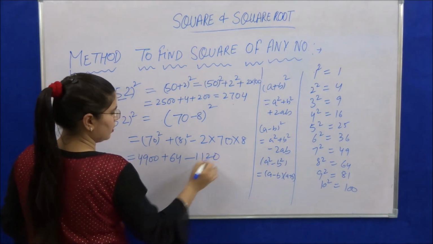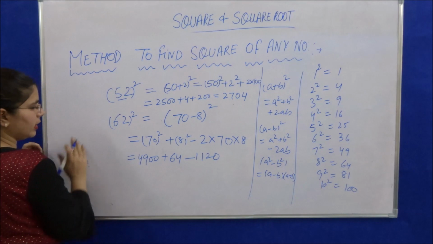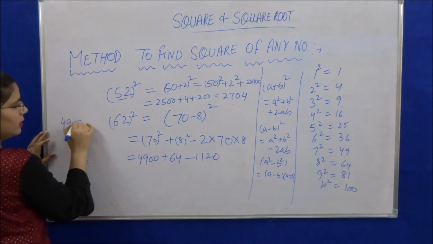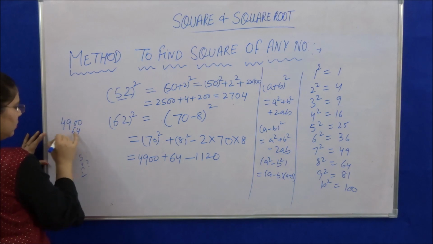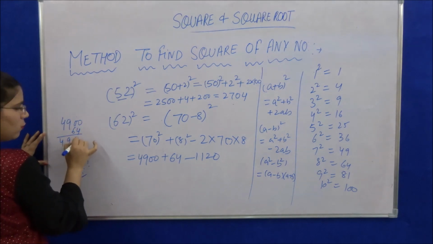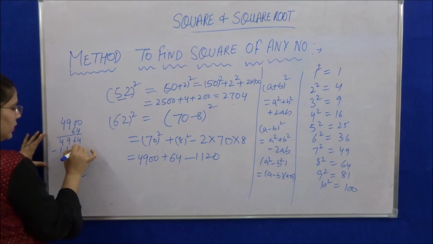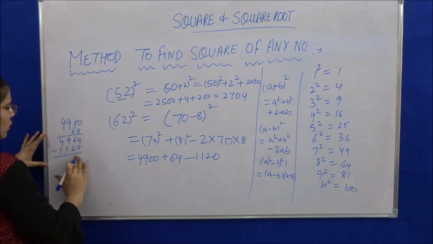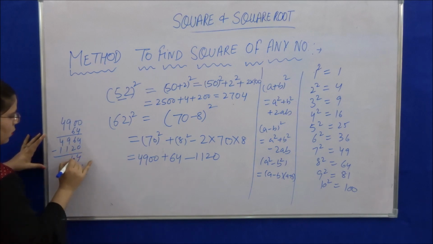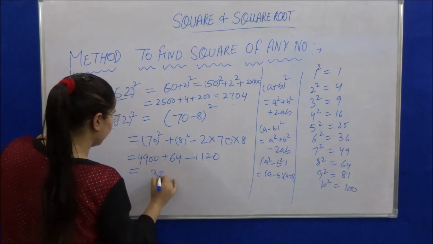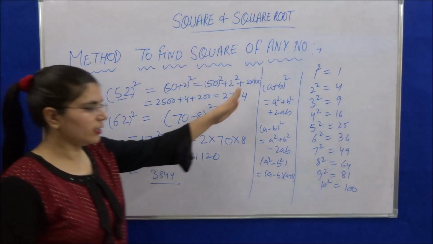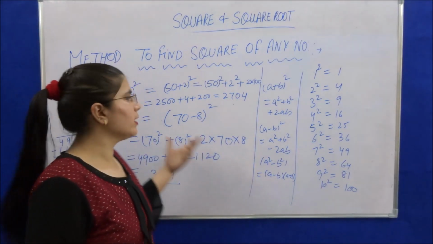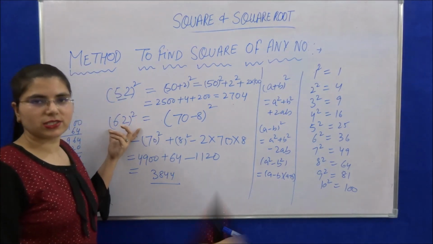So by solving here, 4900 plus 64 will be 4964, minus 1120, that will be 3844. So our answer will be 3844. In this way, by using the identities of algebra, we can find the square of any large number.